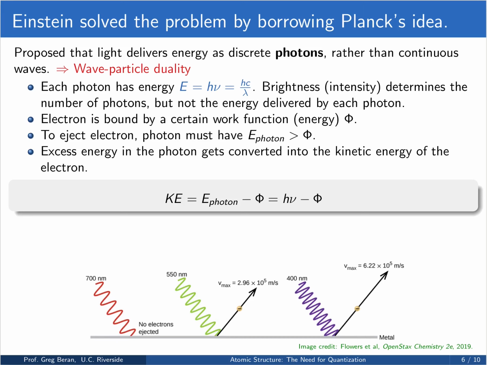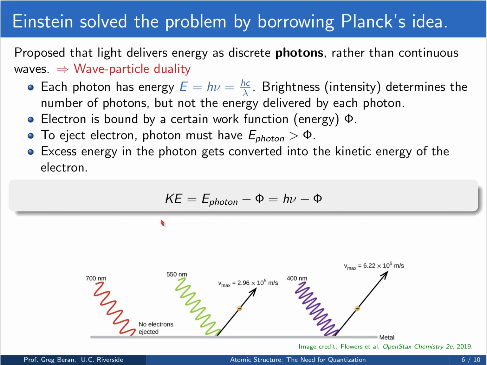So the basic idea is that each photon has an energy h nu associated with it. Or, using the relationship that nu equals c over lambda, you can rewrite that as hc over lambda. So the brightness of the light determines the number of photons, but not the energy delivered by each photon. Rather, the energy of the photon depends on the frequency.